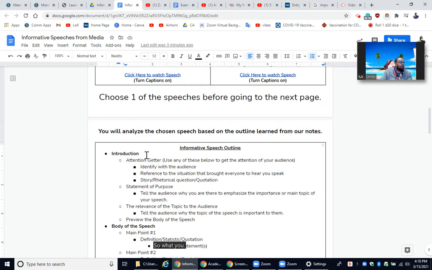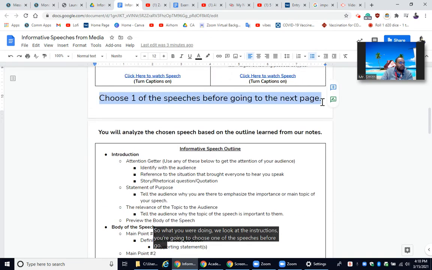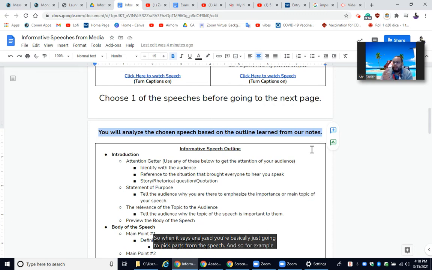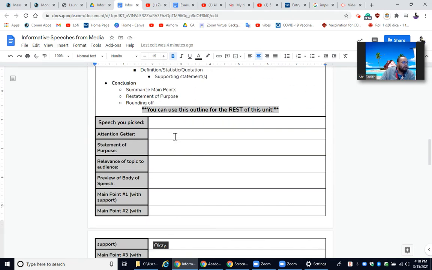So what you are doing, if we look at the instructions, you're going to choose one of the speeches before going to the next page. So choose whichever one you want. And then you will analyze the chosen speech based on the outline learned from our notes. So when it says analyze, you're basically just going to pick parts from the speech. For example, at some point in the clip, Zuko will do an attention getter. When you see the attention getter, you will just write down what that is. Okay. Then you'll go into the statement of purpose.